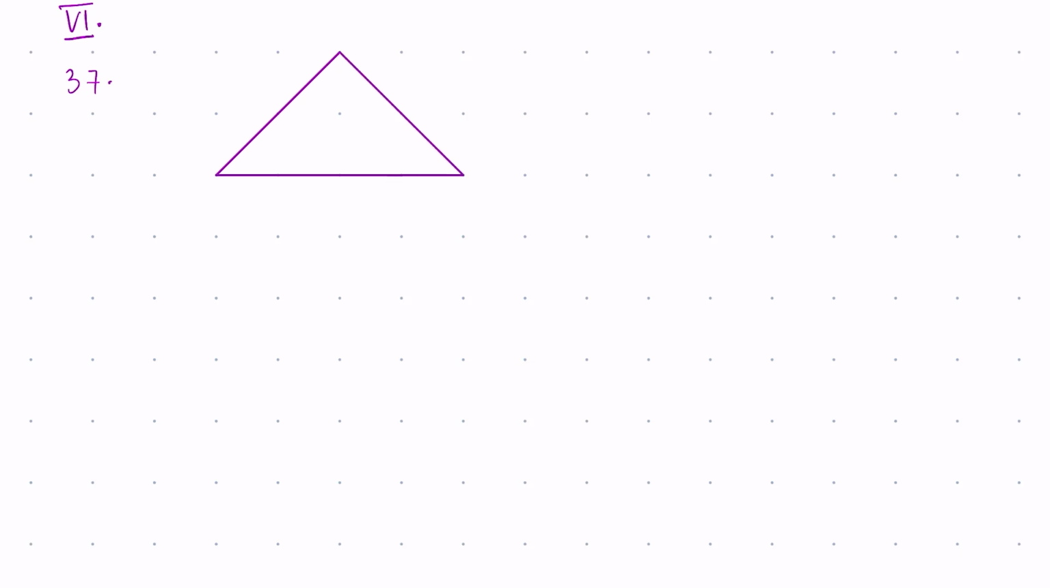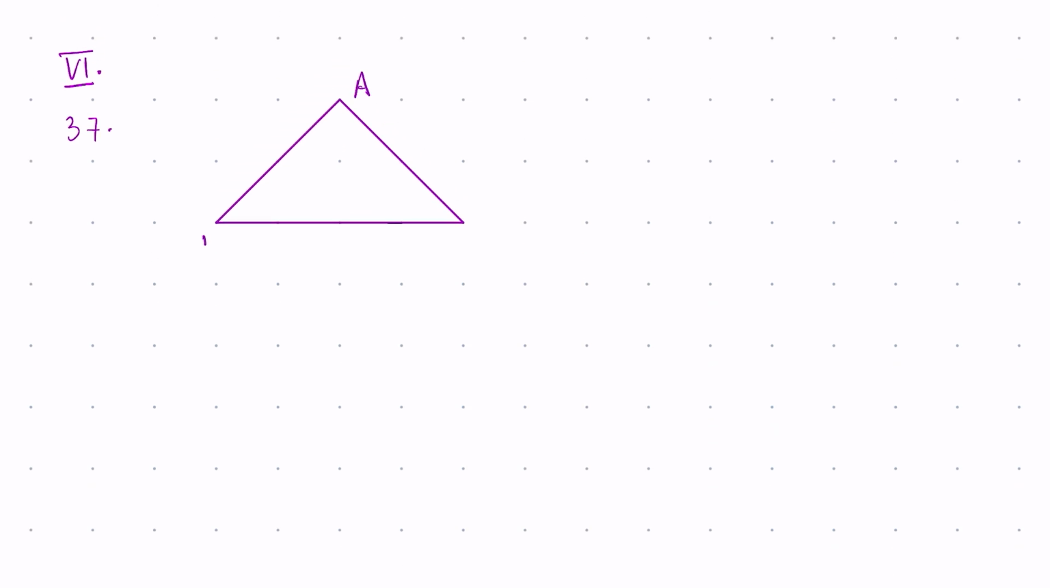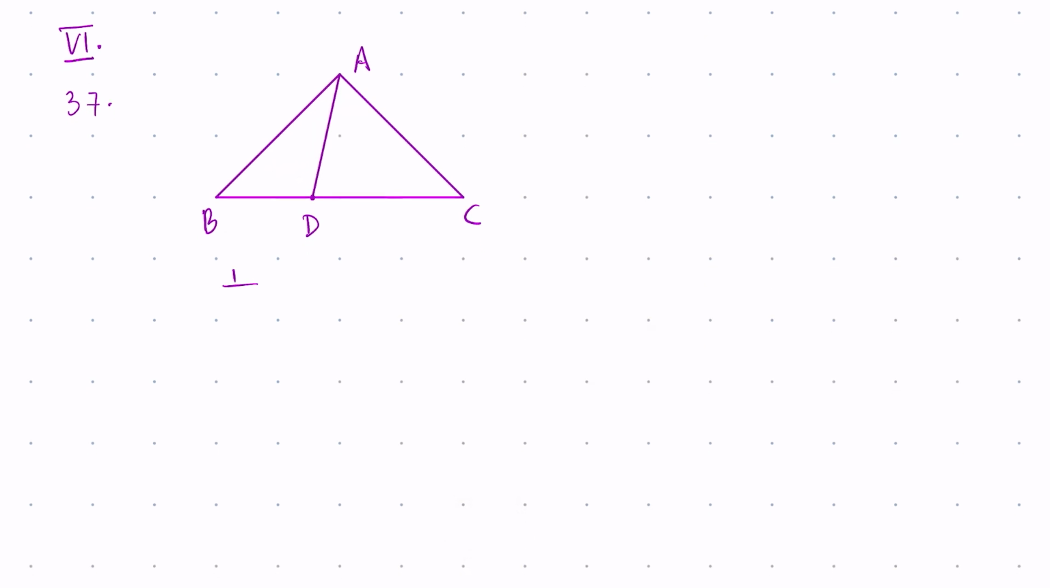Okay, that's supposed to be an equilateral triangle. We call it A, B, C. D is a point on side BC, such that BD is equal to 1/3 BC. Okay, so there's some point D here. Let's join these two. So this is 1/3 BC, that distance.